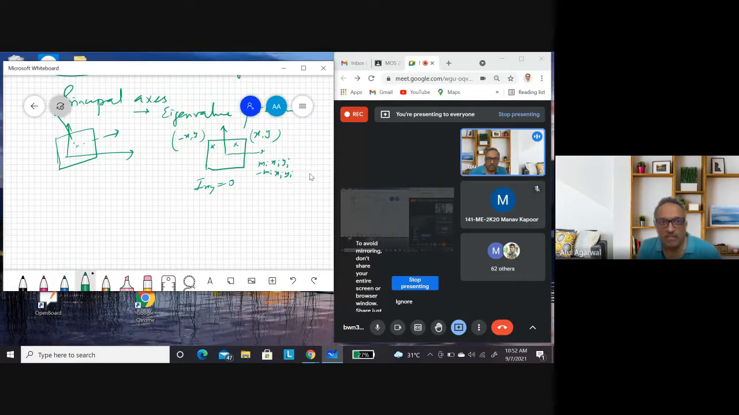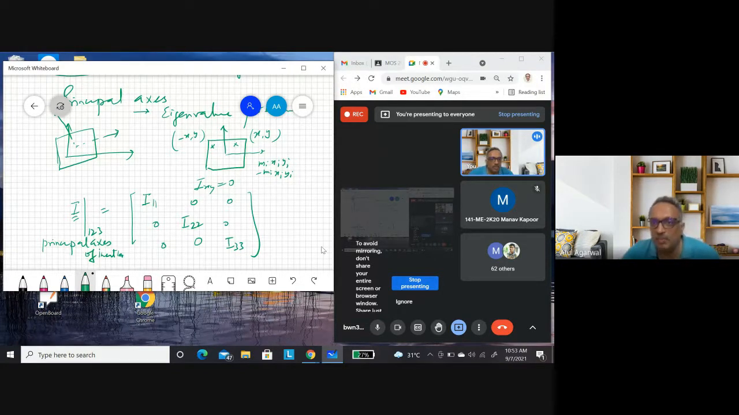So once you have that kind of a situation, you can have your moments of inertia like this: I11, I22, I33. All your off-diagonal terms become zero. So this is for this coordinate system 1, 2, 3. These are your axes, and these are your principal axes. Okay. So these are the principal axes of inertia.